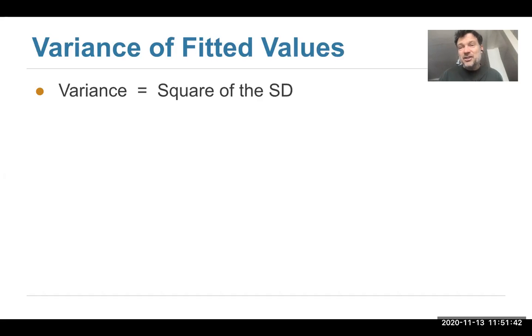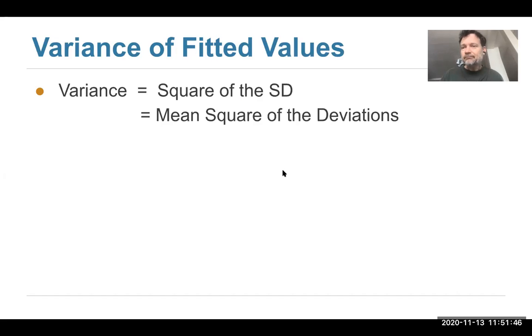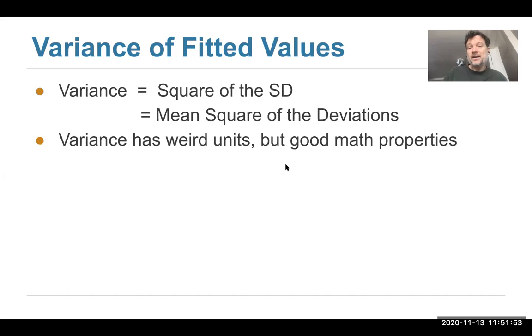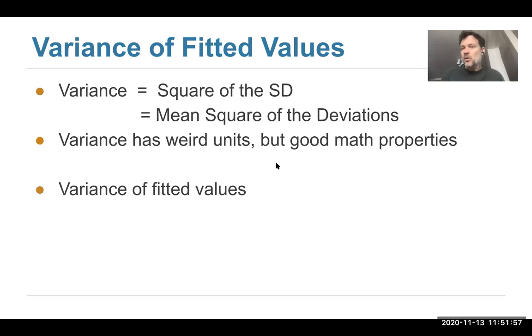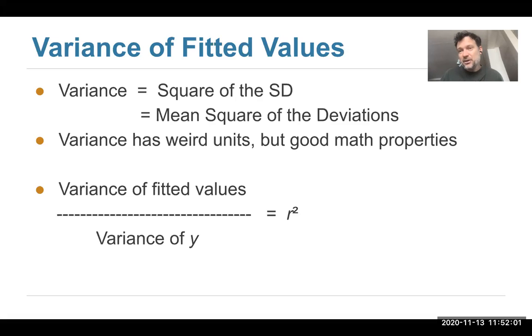And the variance is just the square of the standard deviation. We've been using the standard deviation, which is nice. The variance is a little harder to interpret, but has some good properties. And so what we obtain is that the variance of the fitted values divided by the variance of the observed values is equal to r squared, the square of the correlation coefficient. So this statement about standard deviations, there's a corresponding statement about variances.